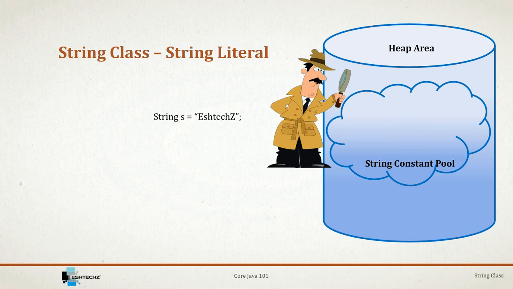Now for our first scenario, let's say JVM is able to find EshtechZ inside string constant pool. So this time JVM will assign the reference back to the object. Now for second scenario, let's say our JVM is not able to find EshtechZ inside string constant pool. This time JVM will create EshtechZ and it will assign the reference back to the object. So this is how string literals work in Java.